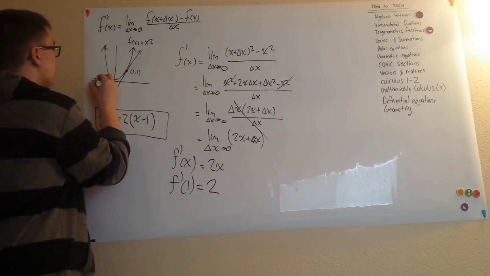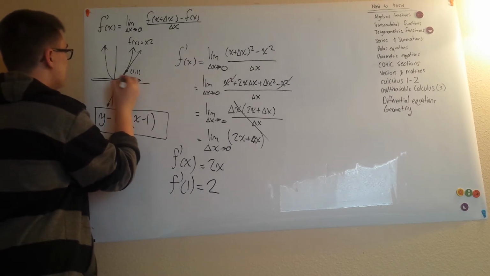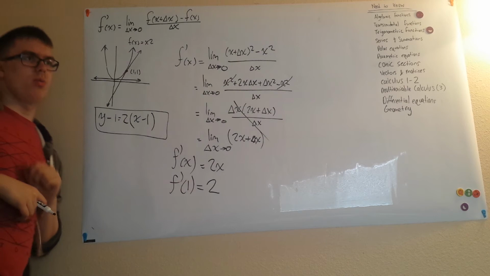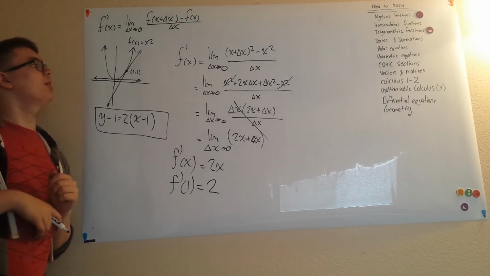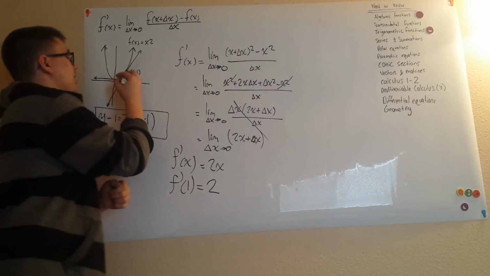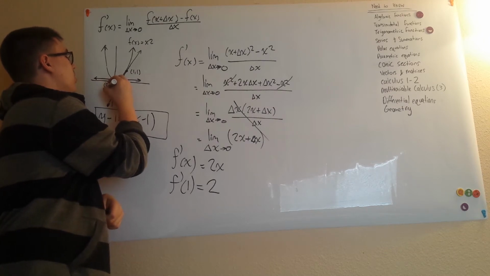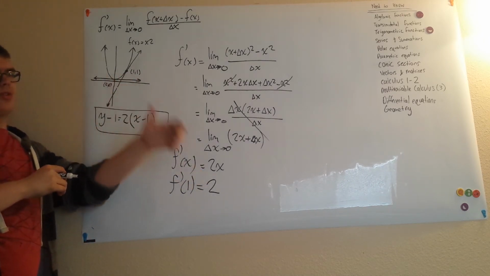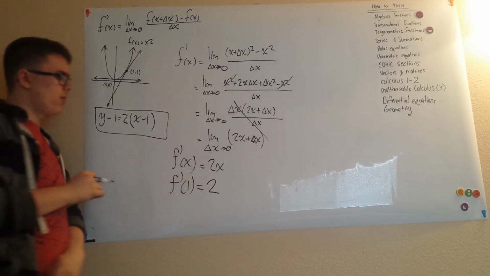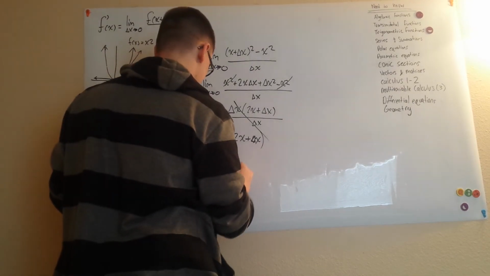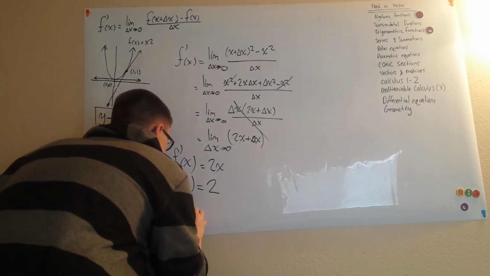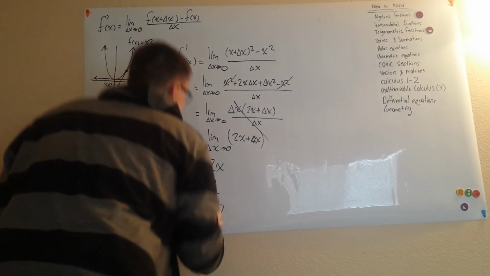Now if I asked you, what's the slope of this tangent line? Just by looking at it, at (0, 0), what would it be? Don't use the formula. Look at it. Well, the slope of a horizontal line is 0. And if we evaluate f prime at 0, we also get 0.